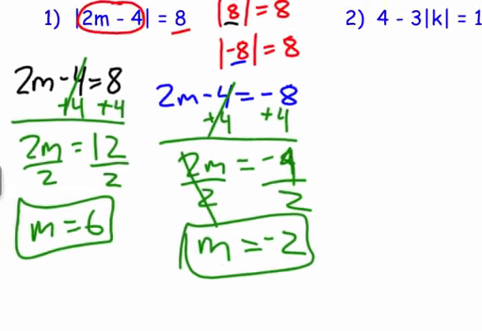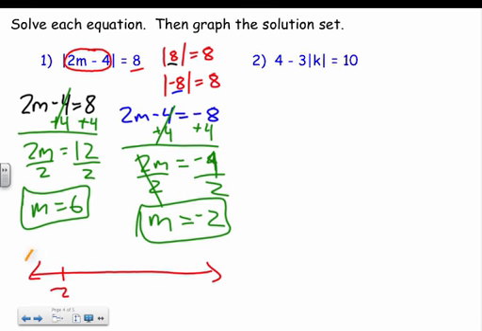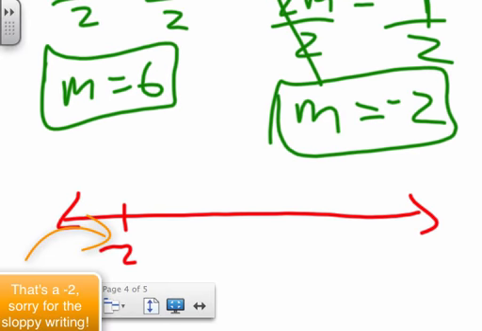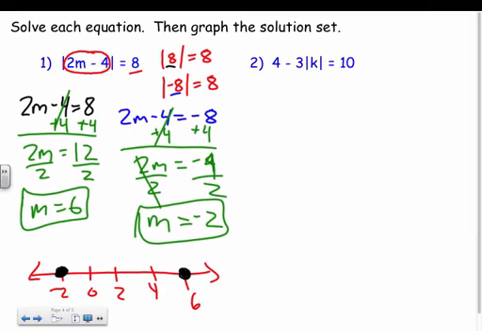Let's go ahead and graph that. So I'll start with negative 2. I can count by 2s. Negative 2 is 0, 2, 4, 6. That's fine. Just make sure you have a proper scale that it actually counts by the same thing. Circle and filled in, circle and filled in. Done.